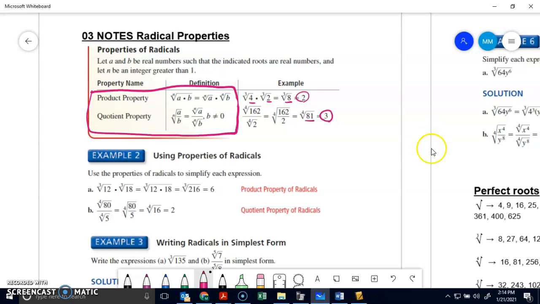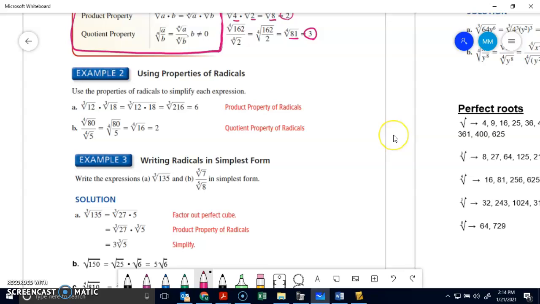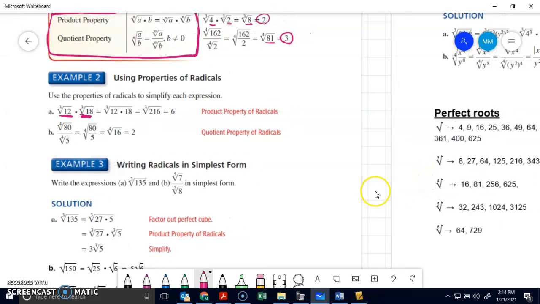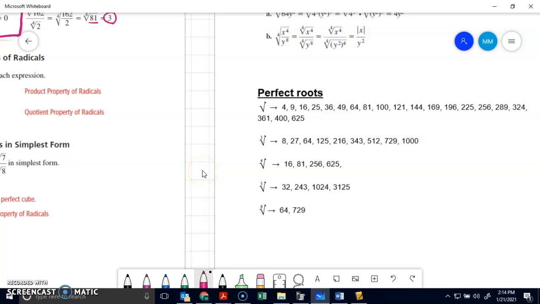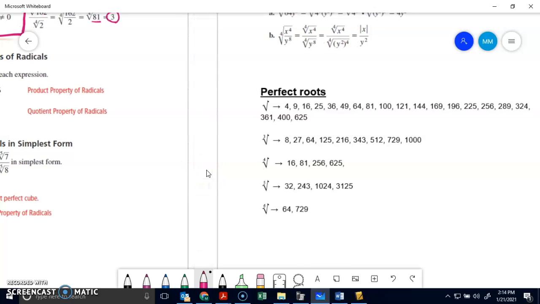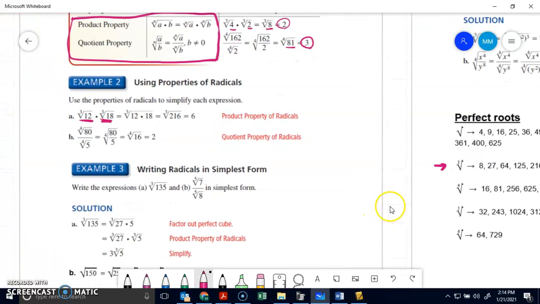So let's start with using the property in that direction first. In example 2, I have the cubed root of 12 times the cubed root of 18. Neither one of these is a perfect cube. You can see at the end of the notes, I have the list of perfect roots for you, the ones you need to know. Nowhere on this cubed root list do I see 12 or 18. But if I put those together using the property, the cubed root of 12 times 18, that's 216. 216 is on the list. Cubed root of 216 is 6.